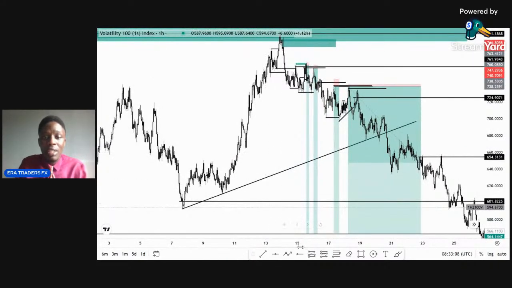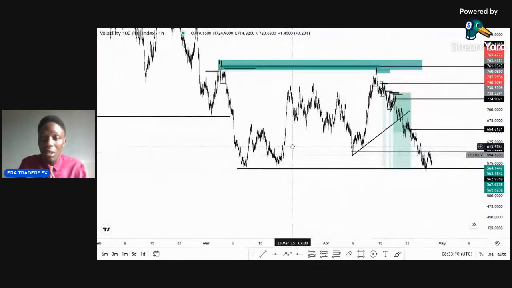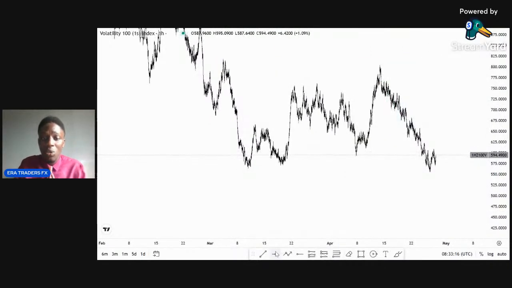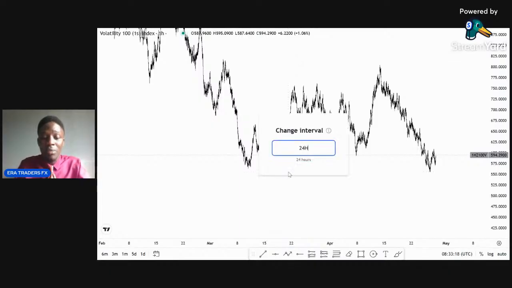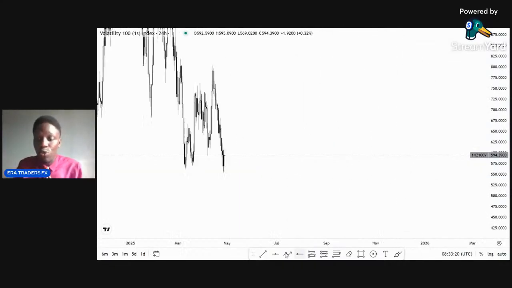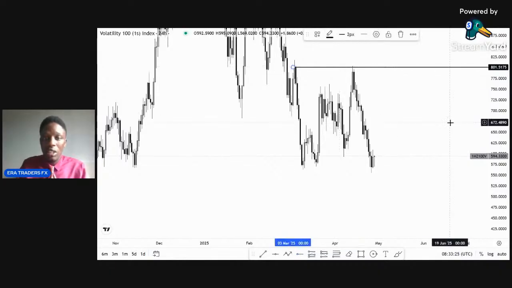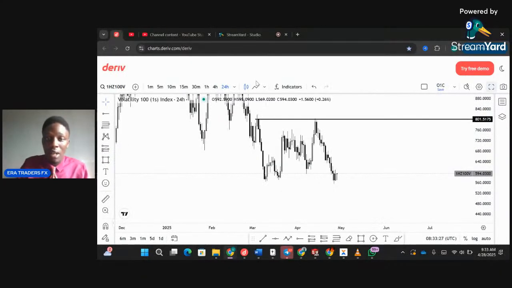So let's dive into the chart. I'll just clear all this, but this was where we marked out the zone, and you see where price hit the TP finally. But we'll just clear this to see what's currently happening in the market. So this is the 24-hour time frame. This was what I saw. I saw this resistance, which is our liquidity engineering I talked about, right?